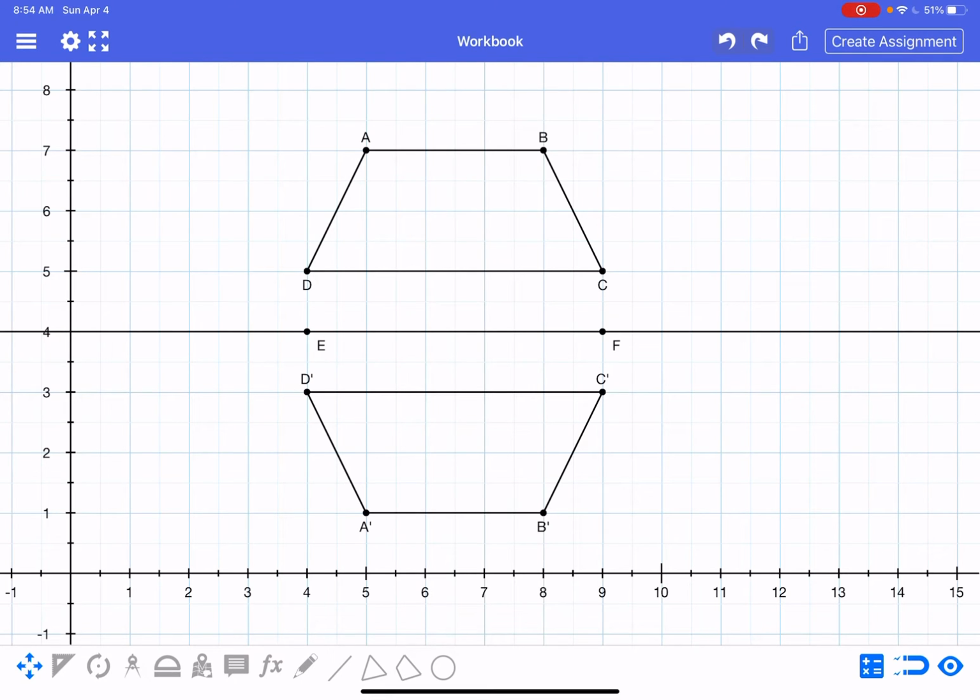Okay, so there's my line of reflection. And if I want to show you the line of reflection, C is 1 point away from the line of reflection, and the image of C is also 1 point away. So it's not hard to plot.